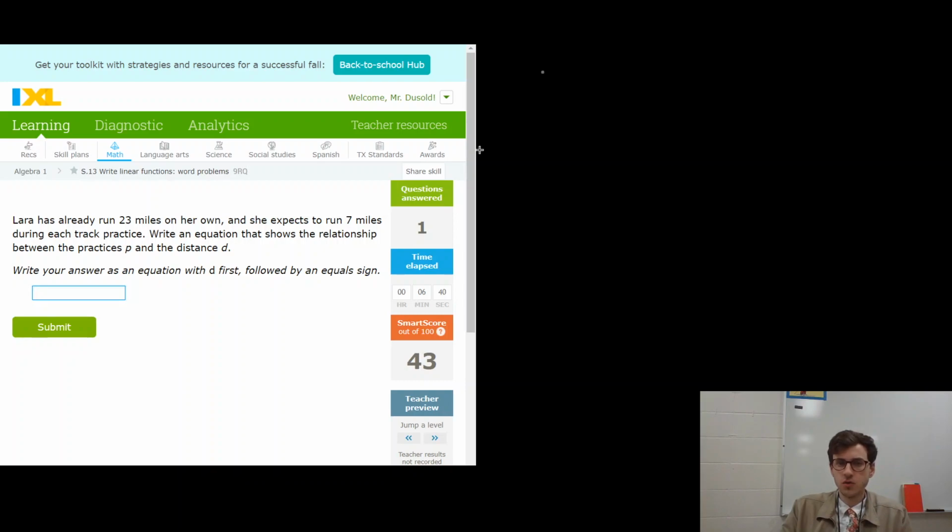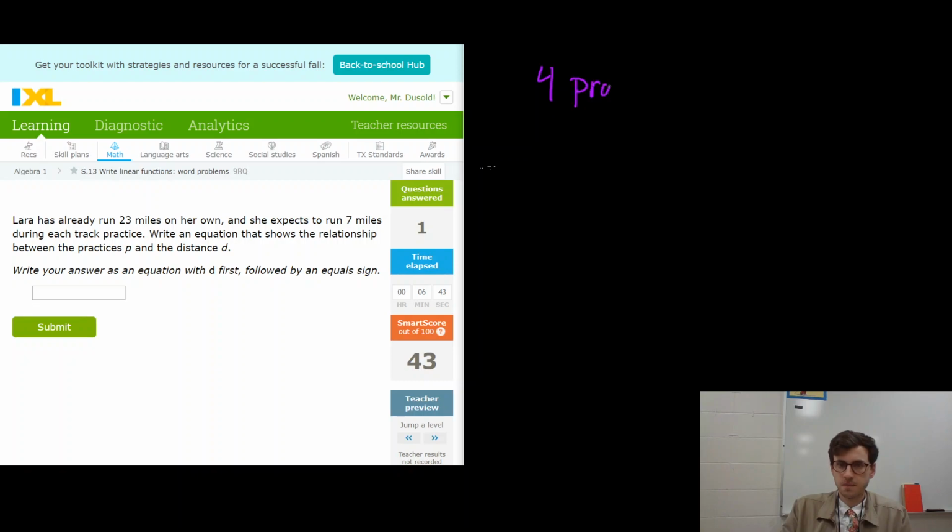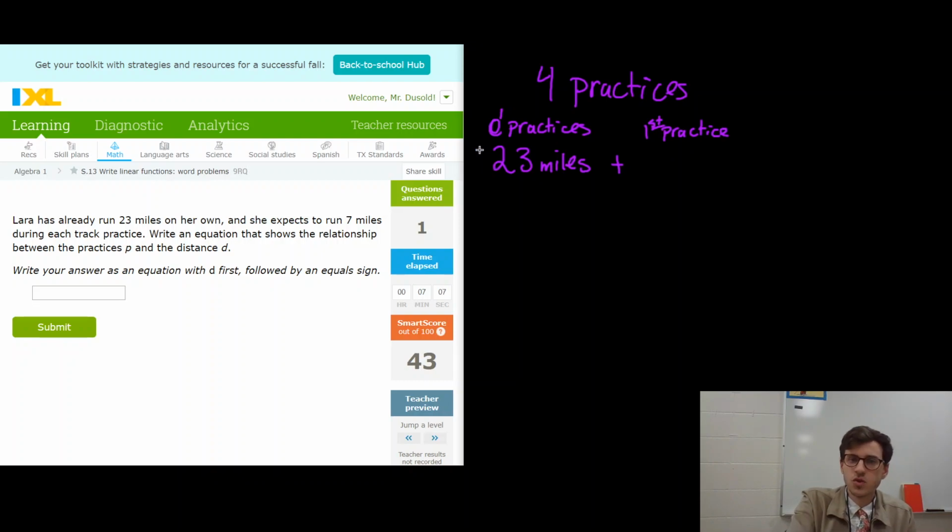So let's say she goes to 4 practices. So she's already run 23 miles. Again, this is like she's gone to 0 practices. Plus the first practice, I guess you could say that's the first practice. This is like the 0th practice, but whatever. When she hasn't been to any practices, she's run 23 miles. First practice, she runs 7. Second practice, she runs 7. Third practice, she runs 7. Fourth practice, she runs 7.